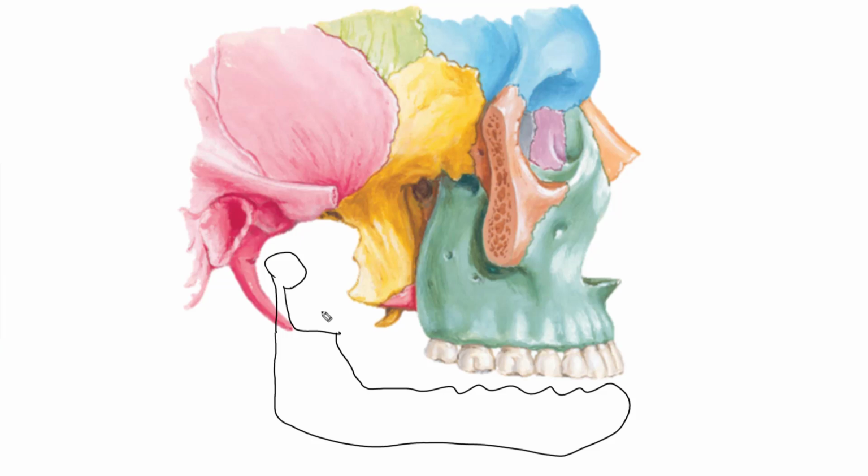What is the origin and insertion of the medial pterygoid muscle? The medial pterygoid muscle also arises as two heads. One is the superficial head, which arises from the maxillary tuberosity, and the deep head arises from the inner surface of the lateral pterygoid plate, that is, the medial surface of the lateral pterygoid plate. Okay, and then the fibers come downwards and are inserted into the ramus of the mandible and the angle of the mandible on the inner surface. So this is the course of the medial pterygoid muscle.